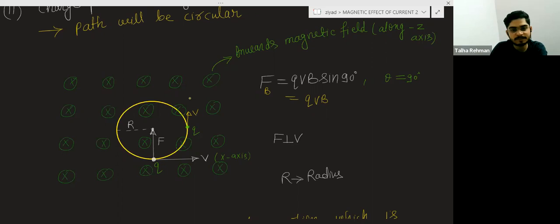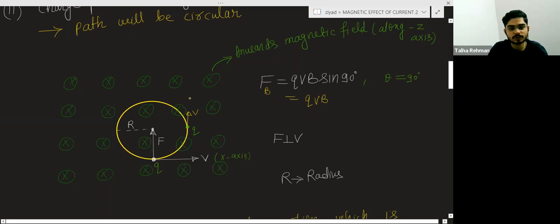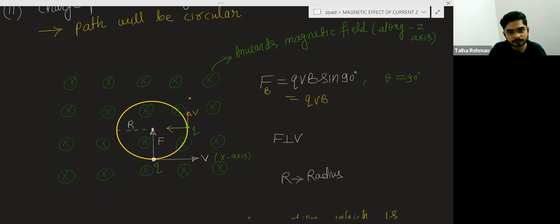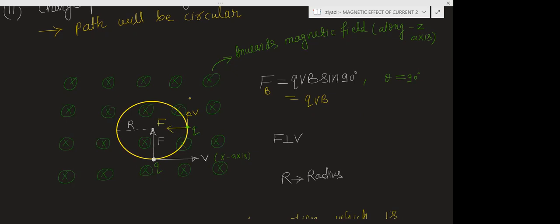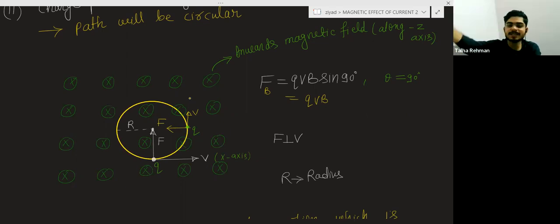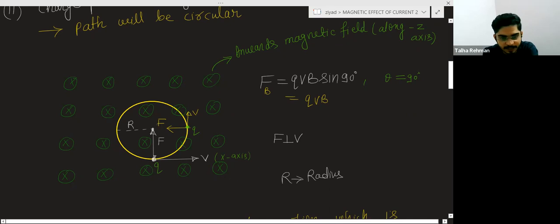So here, if the charged particle is here, then on this charged particle the magnetic force will be in this direction. So this will be the direction of the magnetic force. That is why you can say the force on the charged particle at each and every point will be along the center. Charged particle is here, the force is in this direction, and charged particle is here, the force is in this direction. So you can see the force is along the center of the circle.